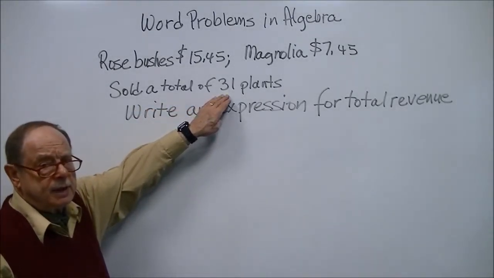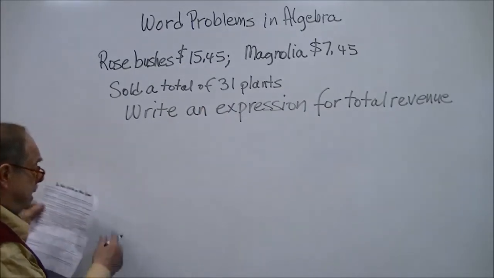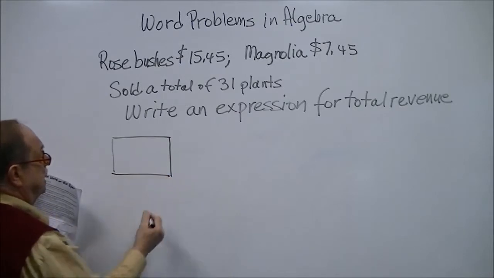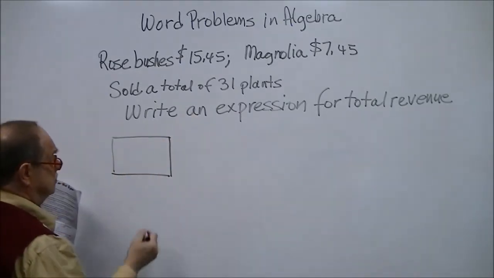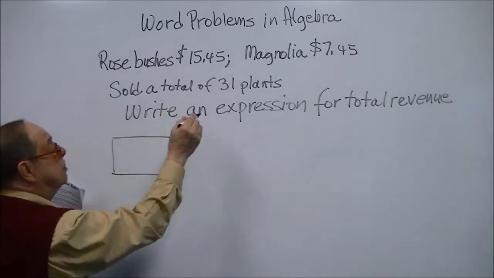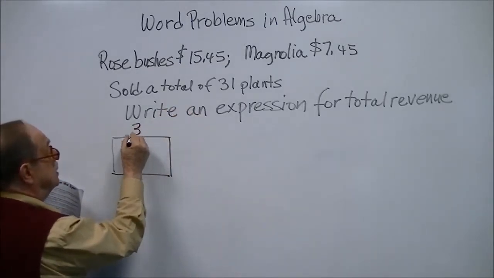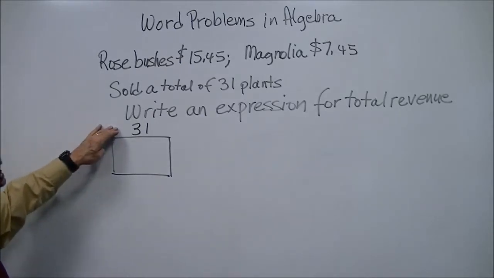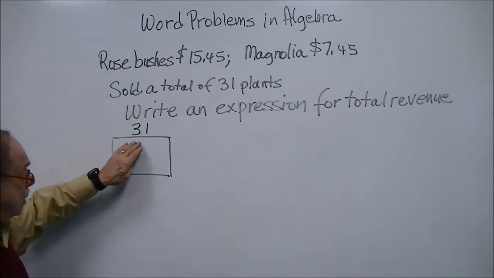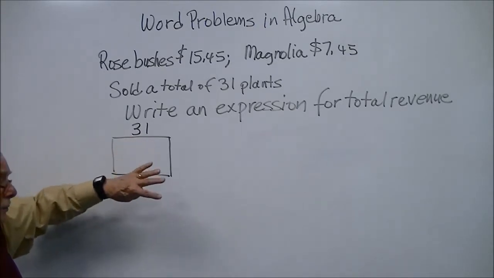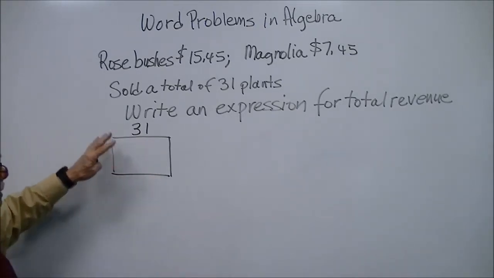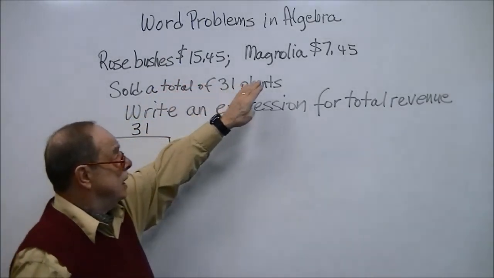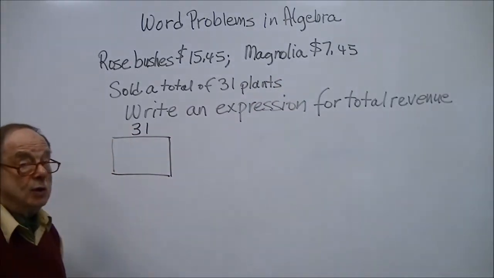How many plants altogether? Well, again, I suggest you make a little box. And this box is going to be the total number of plants that you sold, which was 31. Now, what I'd like to do, without knowing, I want to divide this 31 into two parts, such that one part would be the roses that we sold, and the other part would be the magnolias.